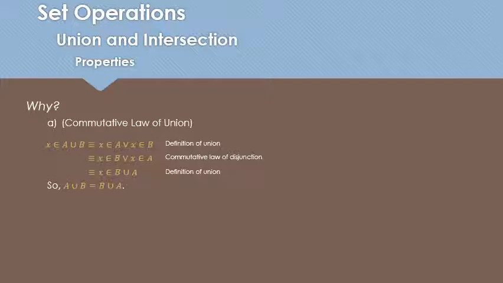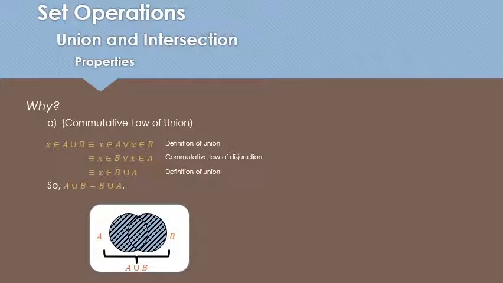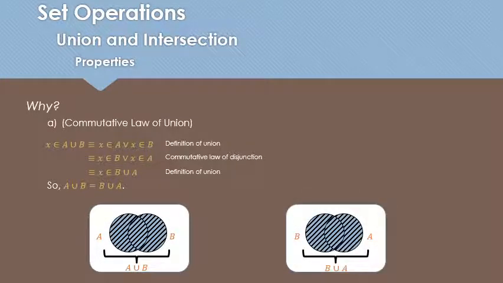Now we can also see that this is true by using Venn diagrams. So here's A union B, and here's B union A. And clearly those two things are exactly the same. There's no difference between these two, and so they're equal.